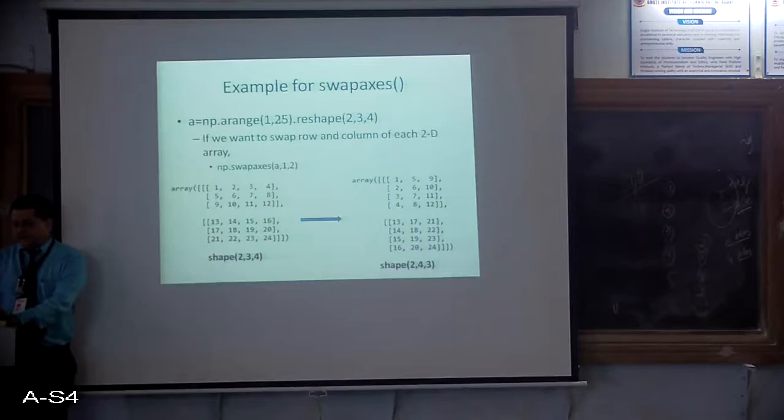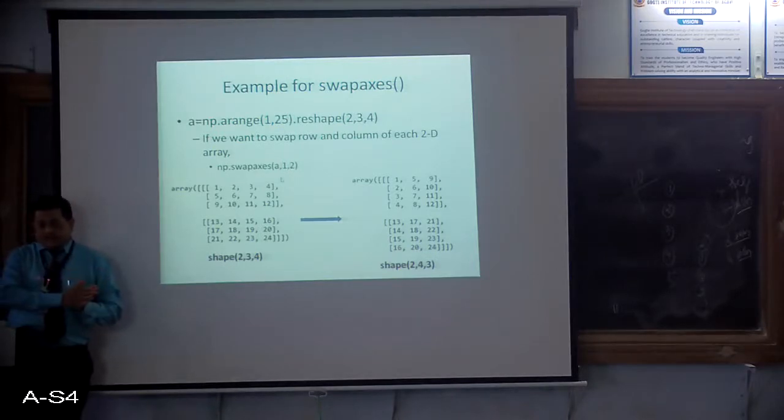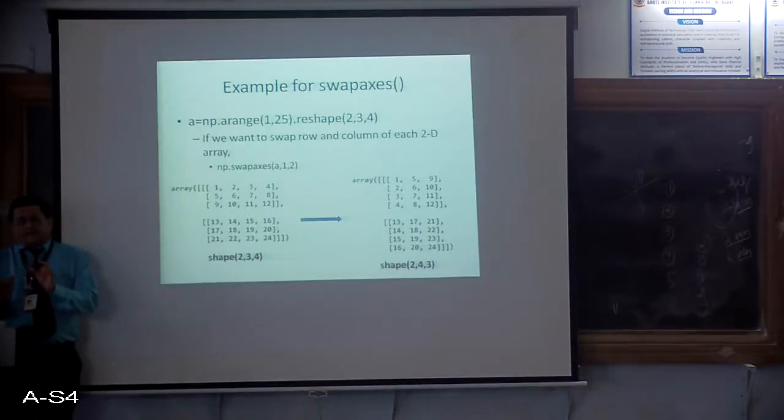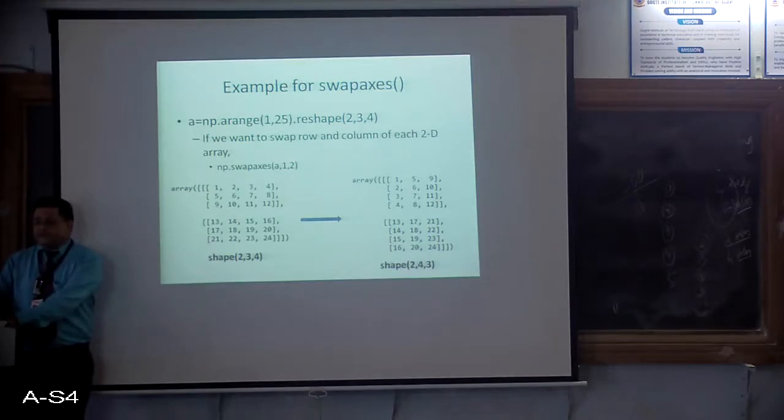Okay, this we already have seen. And if you want to swap row and column of each 2-dimensional array, then we can say np.swapaxes(A, 1, 2). That is, I don't want to touch the outermost dimension, that is 0. I want to swap the inner dimensions, that is the 3 by 4 matrix, which is the inner dimension. I want to swap inner dimensions 1 with 2, that is, swap row and column of the inner two-dimensional array. Then I can say swapaxes A comma 1 comma 2.